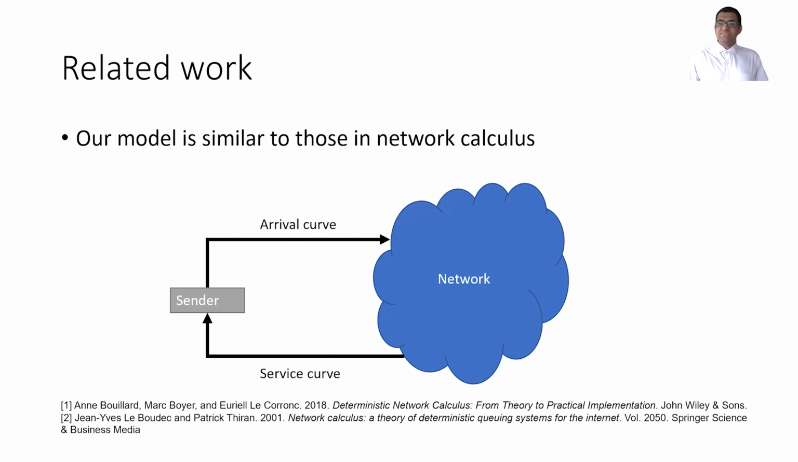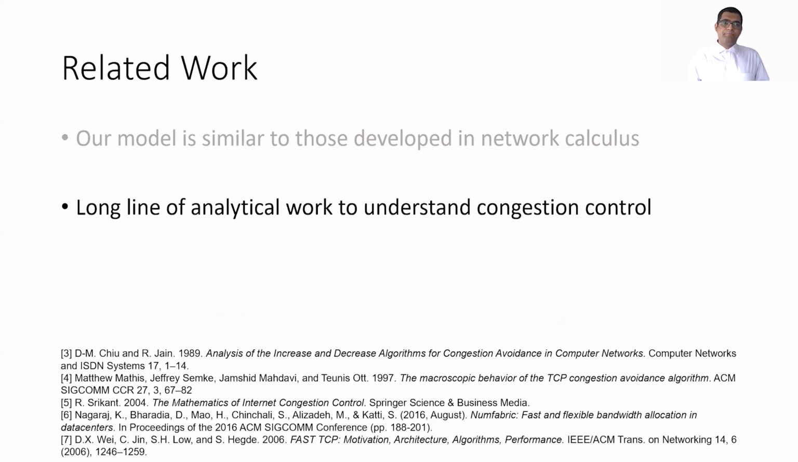Our network model is similar to those developed in network calculus. The key difference is that our arrival curve depends on the service curve through the sender, which implements the congestion control algorithm. And this complicates the analysis because it closes the loop and we can no longer use the mathematical techniques developed in network calculus. Instead, we use an SMT solver, which in our case is Z3. And this allows us to apply network calculus to congestion control for the first time.